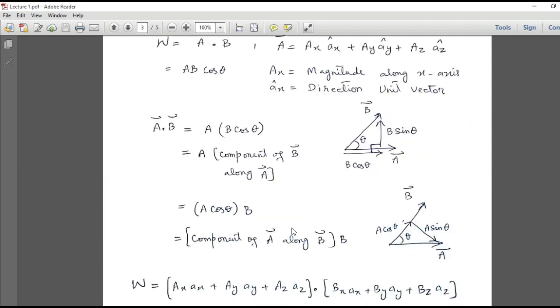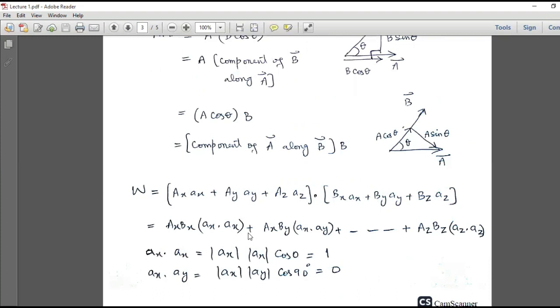Similarly, we can also do the other thing. So A cos theta into B can also be written as A dot B. In that case, A cos theta is the component of A along B, and this is the magnitude of vector B. So in that case, this is vector A, this is vector B. Now we have to resolve two components of the vector: this is A cos theta, the component in the direction of B, and this is A sin theta, the component perpendicular to B. So now we have to multiply A cos theta with the magnitude of B, so this will also be equal to A dot B.